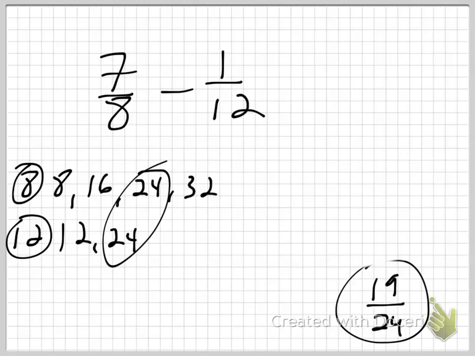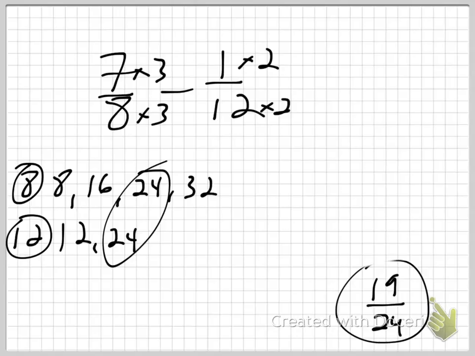How does this 8 become a 24? By 1 in the form of 3 over 3. Good. And then how does this 12 become 24? Multiply it by 1 in the form of 2 over 2. Does that make sense? Yes.